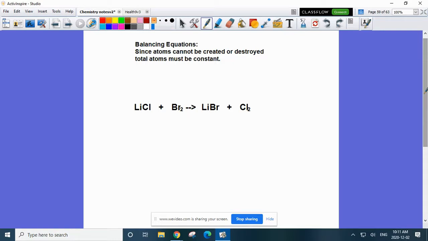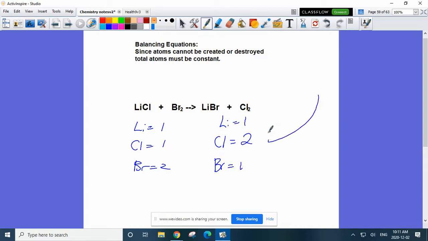So let's go ahead and analyze this. So I have Li on this side, right? And there's only one of them. I have Cl on this side, and there's also one. And I have bromine, but there's 2 of them. So let's go ahead and look on this side. So lithium on this side, there's only 1. Chlorine, I'm just going to keep the order the same so I don't get confused. Chlorine, there's 2 of them. And bromine, there's 1. So right away, I could see this and this are unbalanced.